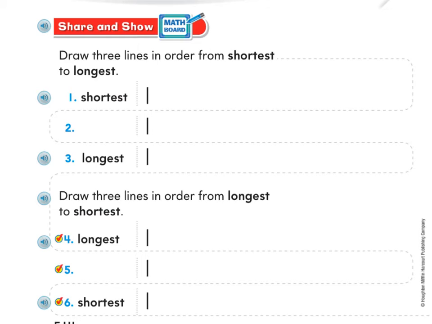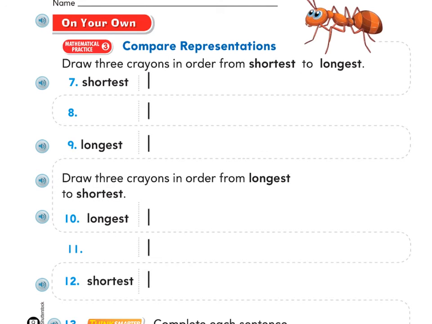Then on the next one, it kind of flips things around. It says draw 3 lines in order from longest to shortest. So now this one has to be your longest. Then we have this one, and then this one down here is your shortest. All right, then when you're done with that page, you can move on to page 515.